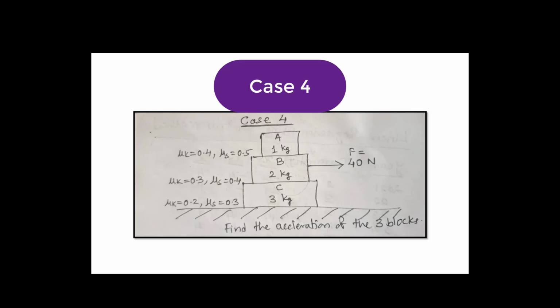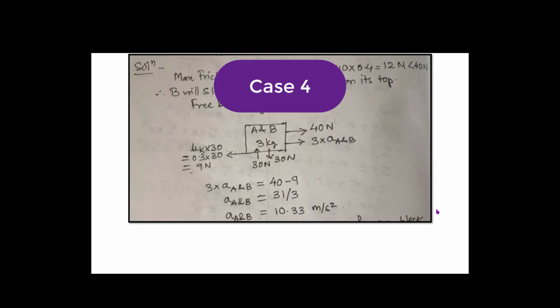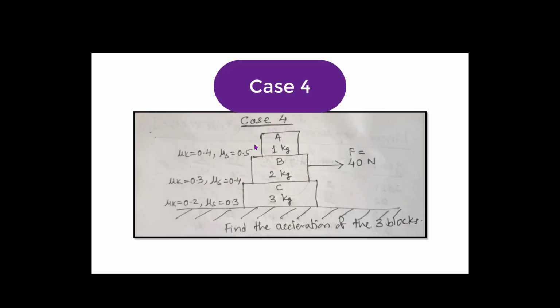In my earlier videos, we have done F equal to 5 Newton, F equal to I think 25 Newton, and here it is F equal to 40 Newton, and see how it changes the various aspects. So to start with, we have to understand that this 40 Newton force will try to first break the maximum frictional resistance which is getting offered for the movement between block B and C.